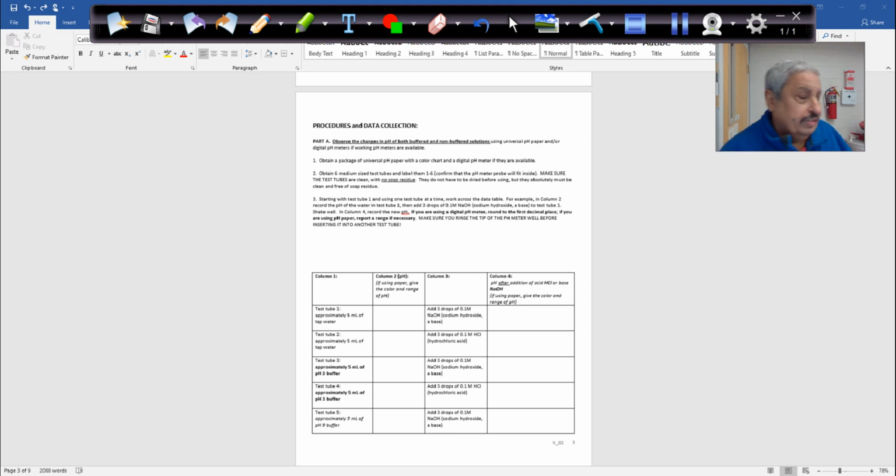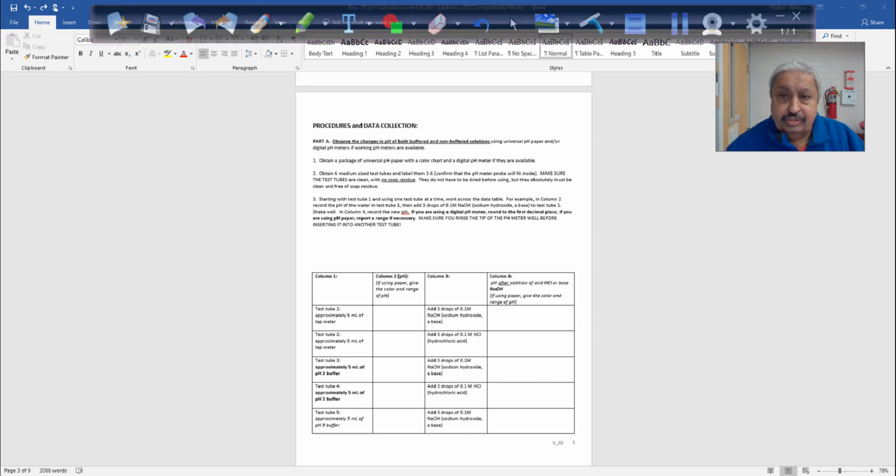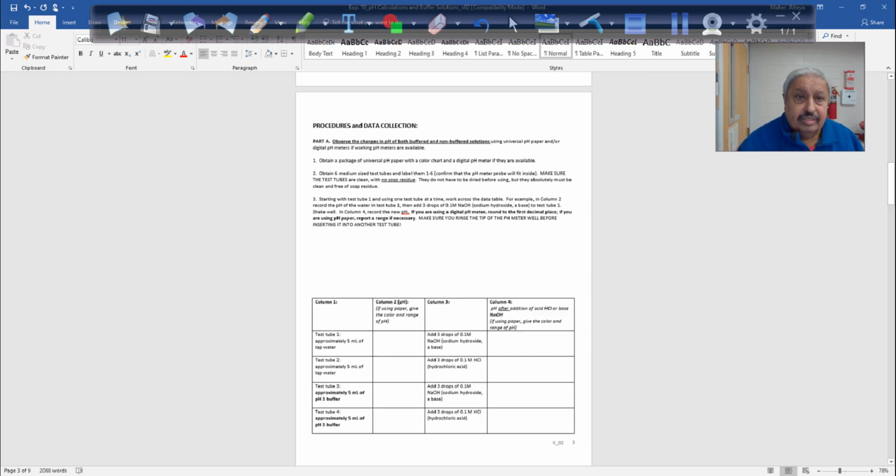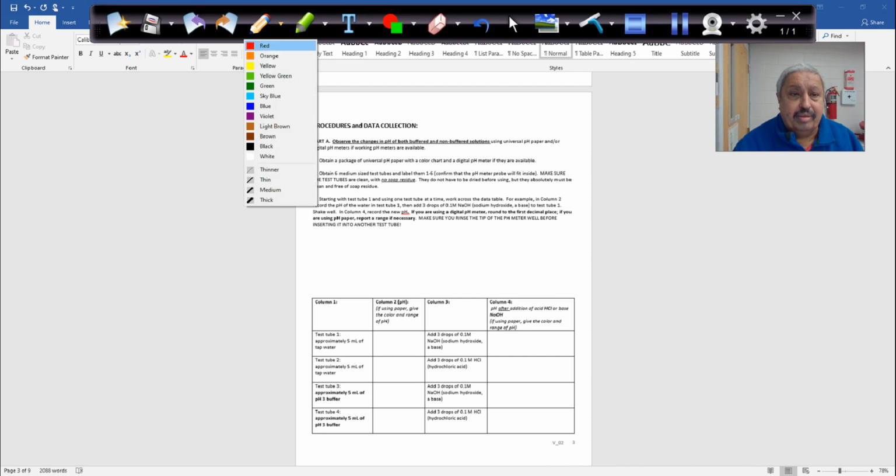Today's experiment is about the pH, and we'll learn about the pH and the buffer. So let's look at the pH first by definition. What do we mean by the pH? Somebody will tell me what we mean by the pH.